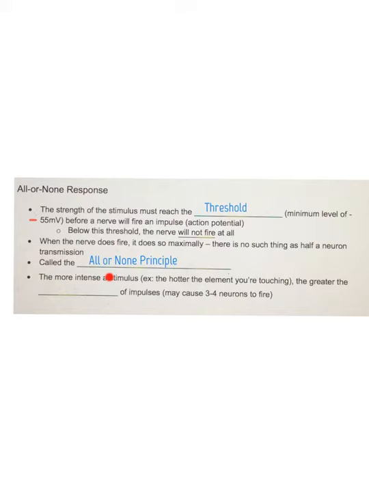Now, the more intense a stimulus, for example, if you happen to put your hand on a hot element, that's a more intense stimulus. So that message is going to be coming back to you quickly. It's not necessarily going to be a stronger impulse, but you're actually going to get more impulses happening. So you're going to get more frequency of impulses. Those axons and those neurons will be sending more and more messages to tell your brain that the thing that you are touching is very hot and you need to deal with that. So it's not necessarily the strength of the impulse, but actually going to send more of them. For instance, if you're touching a hot element versus a warm element, you might cause three or four neurons to fire instead of just one with a warm one.